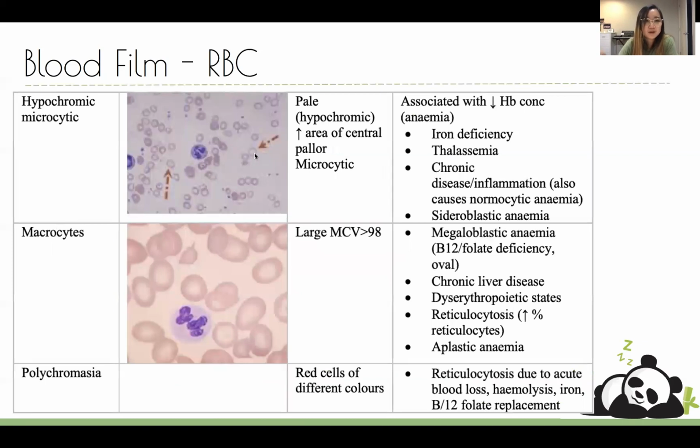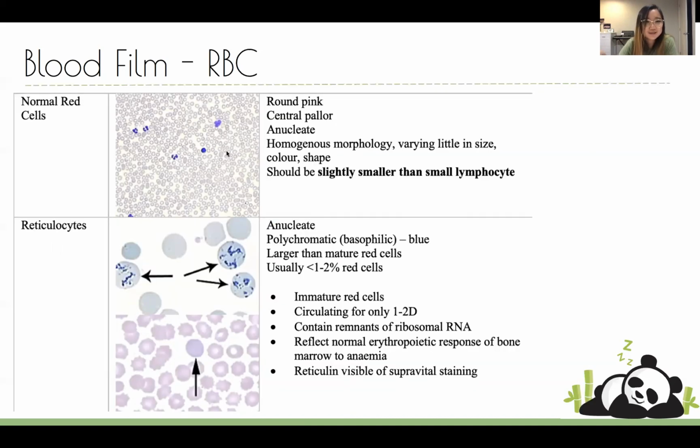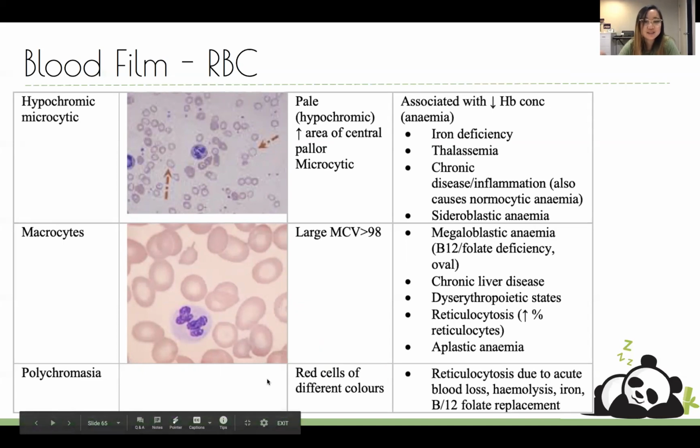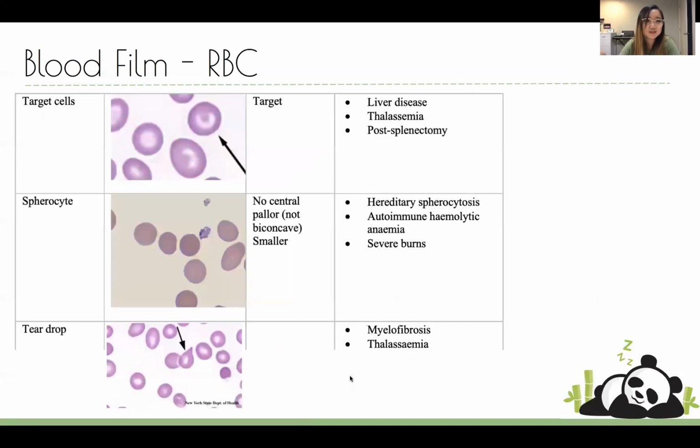This is a hypochromic microcytic film. You can see that this is super thin. You compare it to these guys, the edge is a little bit thicker than this one. That looks super thin, and that's associated with decreased Hb or hemoglobin concentration. So your hypochromic anemias. And then macrocytes are just large. It's easier to tell in perspective. Polychromasia is when you have red cells of different colors, and you get that with reticulocytosis because they're a slightly different color to mature red blood cells.